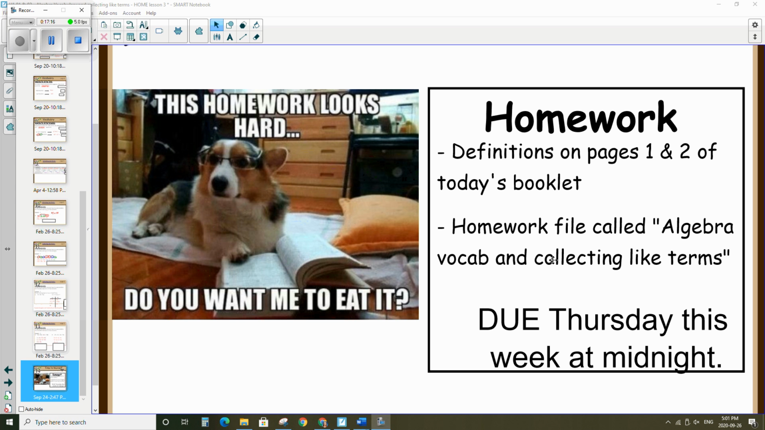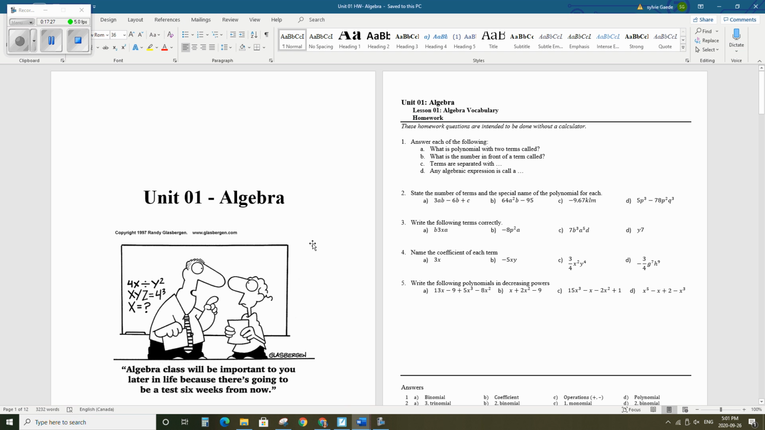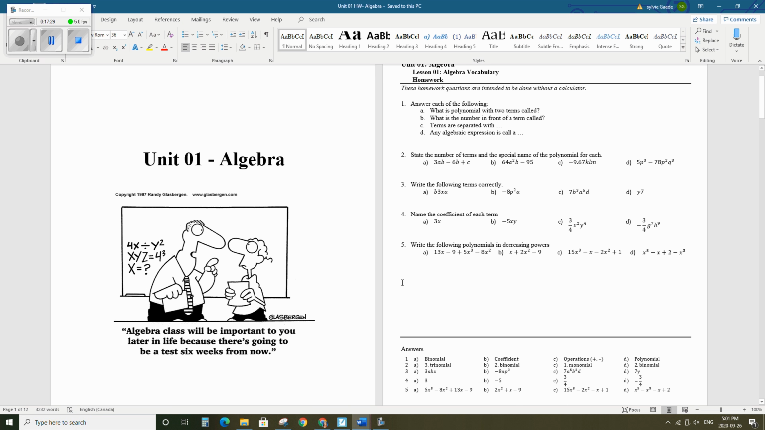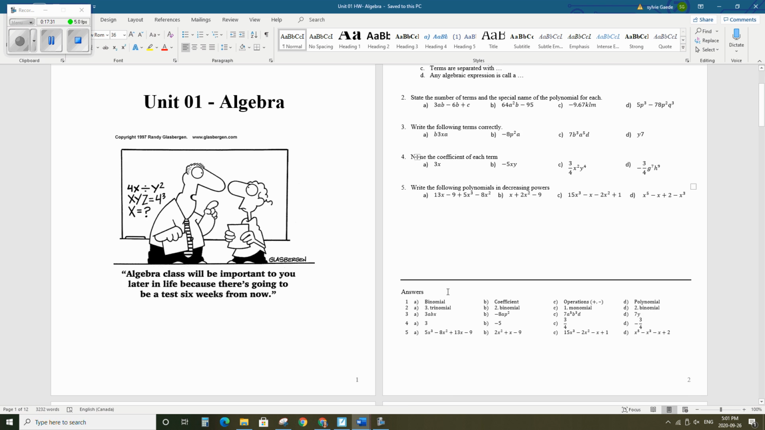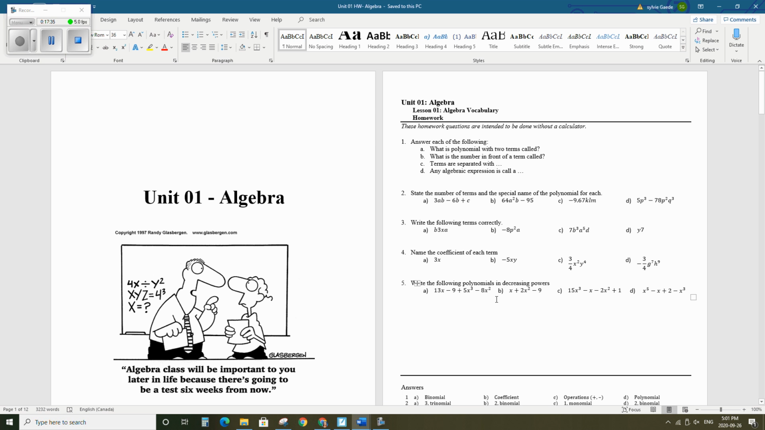The other thing is there's going to be a homework file called Algebra, Vocab, and Collecting Like Terms in your Google Classroom. And I'll just show you what that looks like quickly. Okay, it's a file like this. So you're going to be completing these questions here. The answers are at the bottom, so try not to look at them. Try to do it without looking at the answers first, and then check your work.